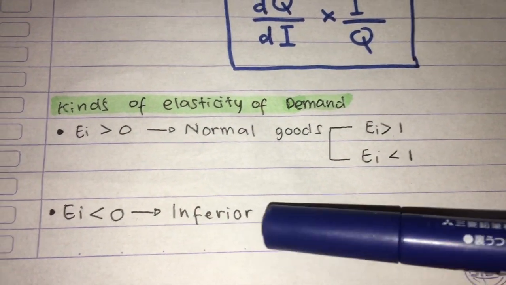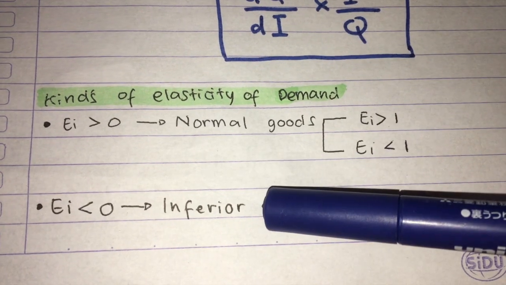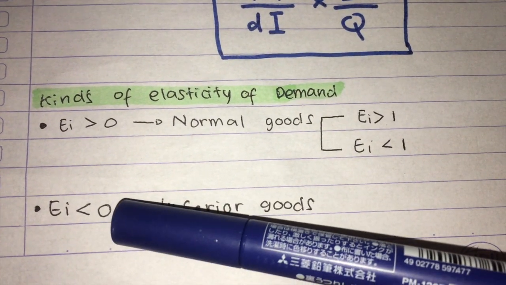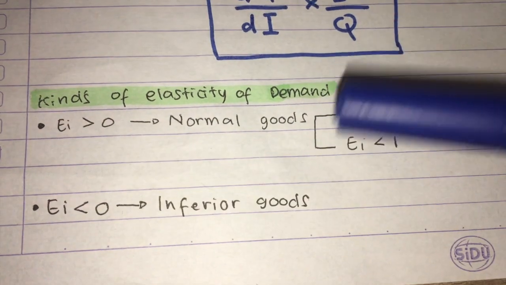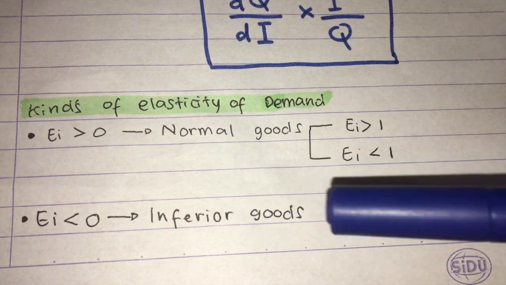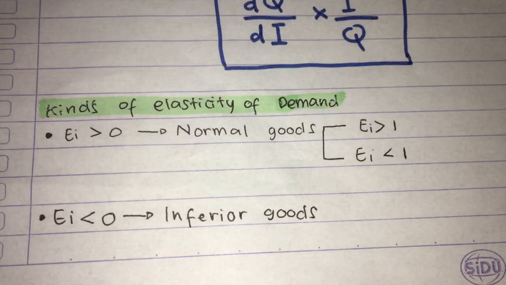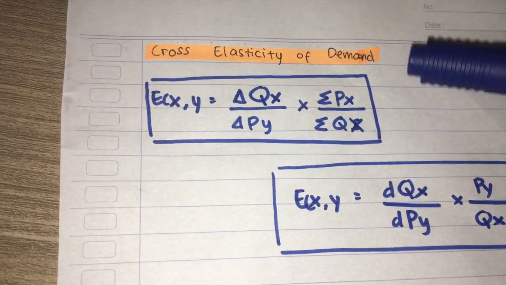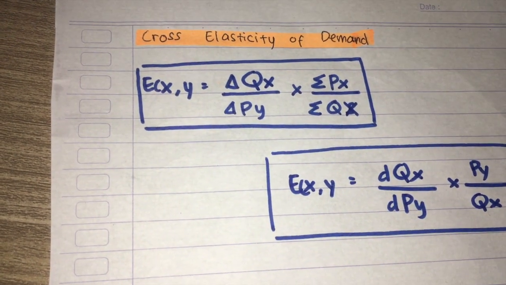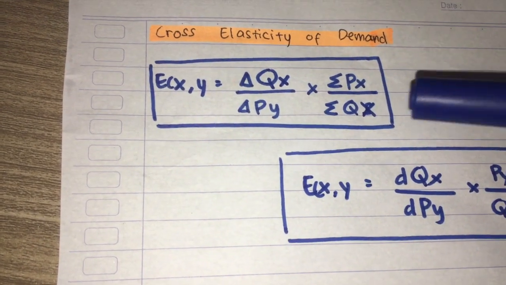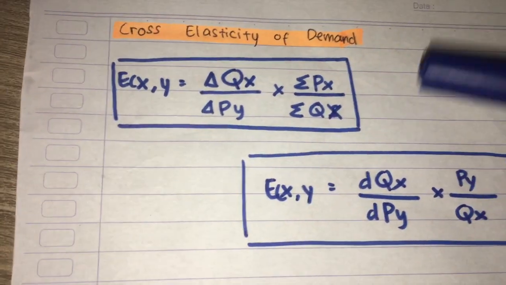And then there is inferior goods. Inferior goods is when the income elasticity of demand is less than 0. This means that demand for an inferior good will decrease as the consumer's income increases. The cross elasticity of demand is the responsiveness of demand for one good to the change in the price of another good. This is the formula of the cross elasticity of demand, and this is the equation.